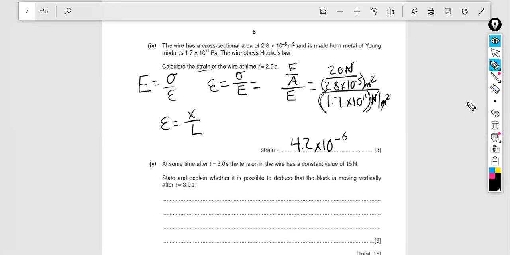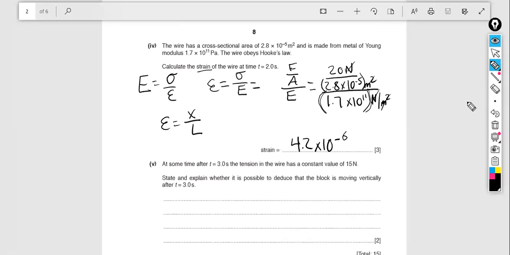At some time after t equals 3 seconds, the tension in the wire has a constant value of 15. State and explain whether it is possible to deduce that the block is moving vertically after t equals 3 seconds. That's beyond where we're given data, but they do tell us that there's a constant value of 15 newtons in that wire. Does anybody know whether or not we can deduce whether it's moving vertically?